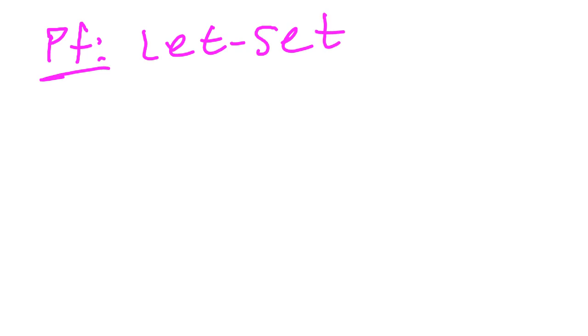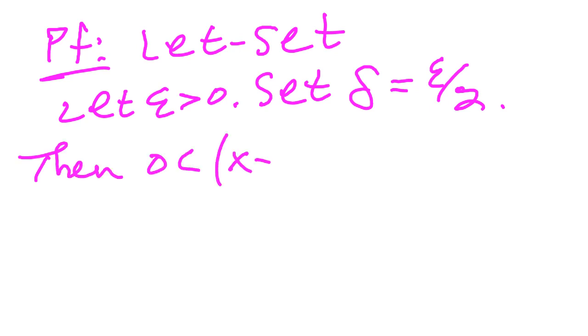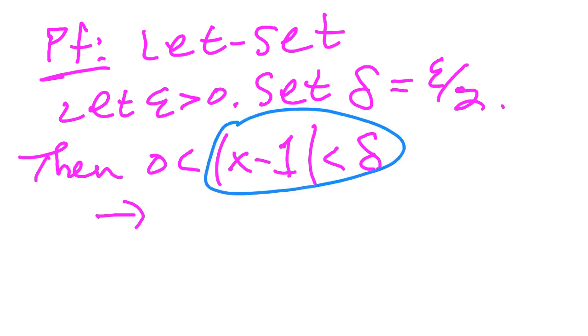So now on the proof, it's let, set, remember, let, set. So I'm going to let epsilon be greater than 0, set delta equal to epsilon over 2, and then I'm going to work backwards. Then 0 is less than the absolute value of x minus 1 is less than delta, implies what? Now I'm going to take the right part of this.